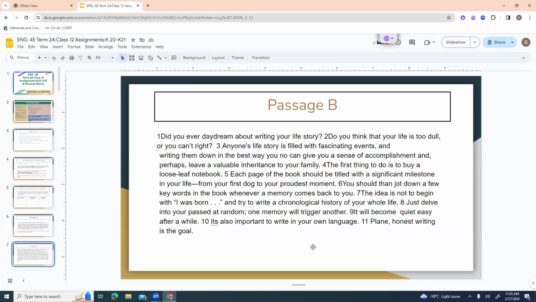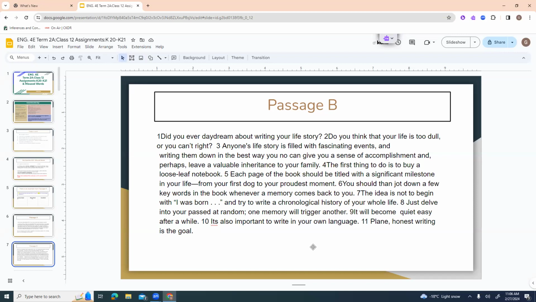The first thing to do is buy a loose leaf notebook. Each page of the book should be titled with a significant milestone in your life, from your first dog to your proudest moment. You should then jot down a few key words in the book whenever a memory comes back to you. The idea is not to begin with, I was born, and try to write a chronological history of your whole life. Just delve into your past at random.